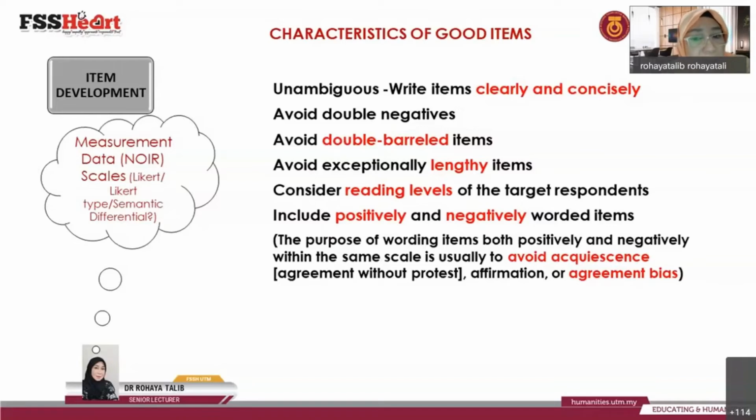Why is this important? Because to avoid acquiescence, agreement without protest, and also agreement bias. So we need, out of 7 items, one. In total, I can't remember the citation, but I'm quite sure it is only 10% of the total number of items. It was stated in some of the literature, but I can't recall the name of the author. Please, if you have time, refer back to the psychological testing book. Okay.